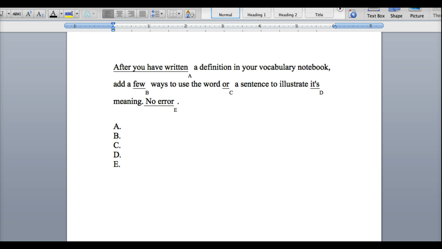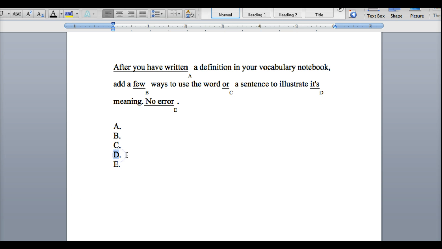Right? You've got your nominative pronouns and your objective pronouns and your possessive pronouns. And what they've done here is they've made a contraction of it is, which is it's, which sounds just like the ITS pronoun, which is a possessive pronoun. But it doesn't fit. This sentence, if it were written down, says add a few ways to use the word or a sentence to illustrate it is meaning, which is incorrect. Therefore, the answer is D.